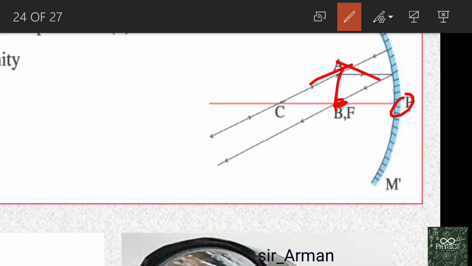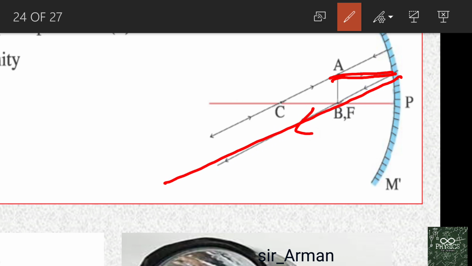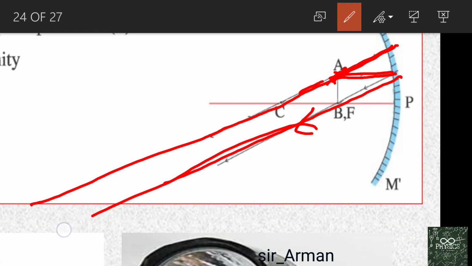So we will take any two rays. The ray passing from the object parallel to the principal axis, following rule number 1, after reflection will pass through the principal focus. And rule number 4, the ray passing from the center of curvature. Here we assume the ray is passing from the center of curvature like this, going in this direction. After reflection, it will move like this. Hence these rays are parallel.